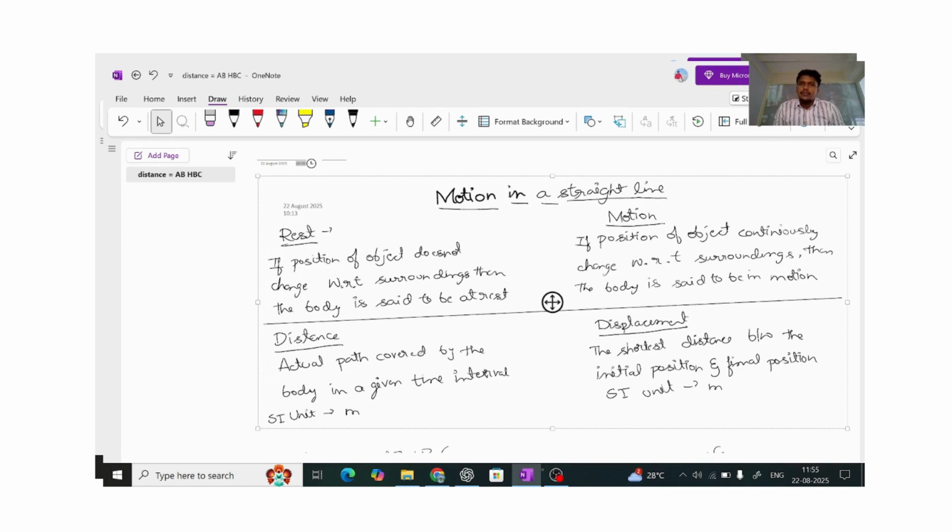On the other hand, what is displacement? Displacement is the shortest distance from the initial position to the final position, and it is a vector quantity. What does vector quantity mean? A vector quantity is a quantity having both magnitude and direction. So displacement can be positive, negative, or zero. The SI unit of displacement is meter.